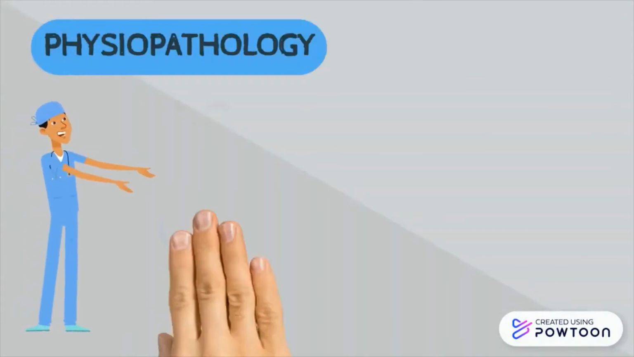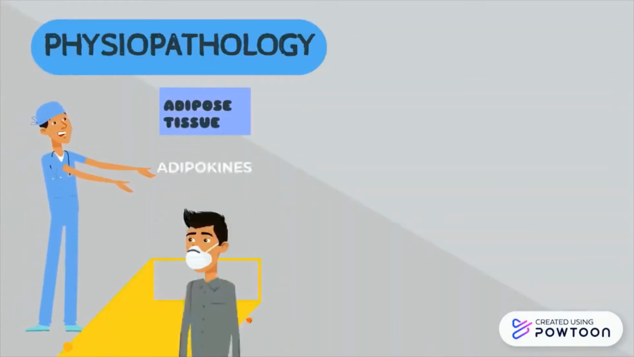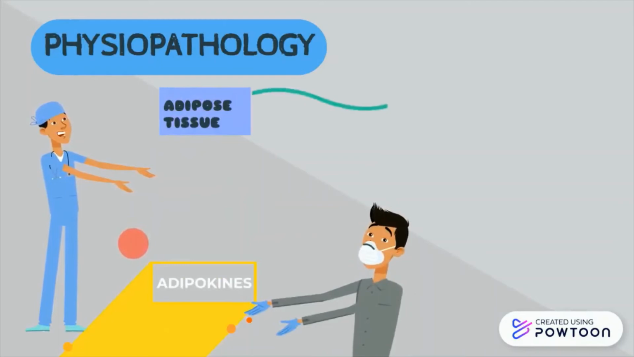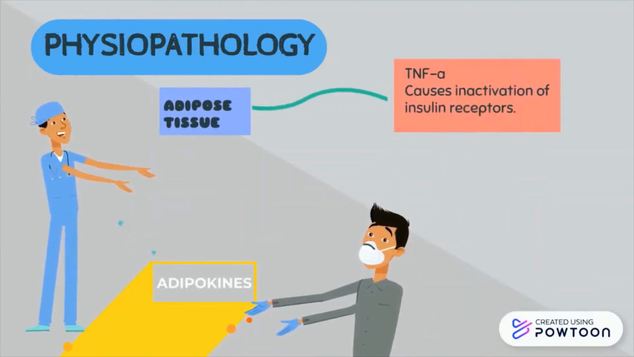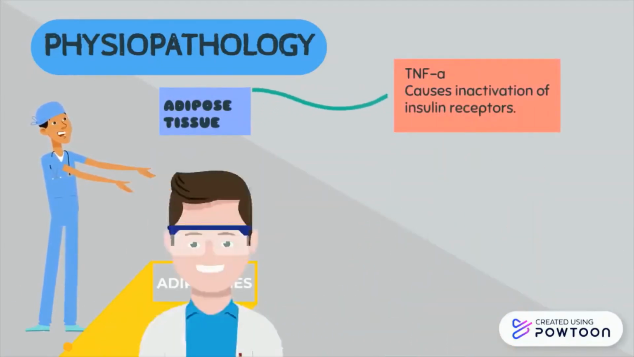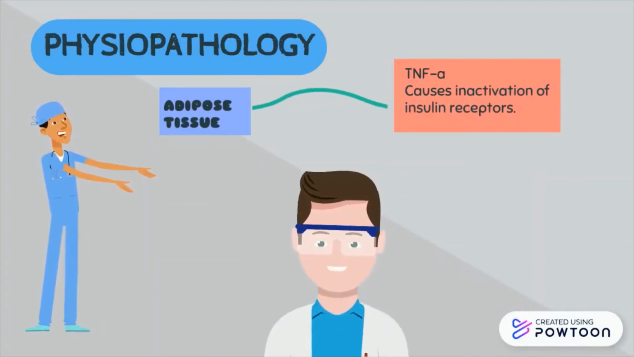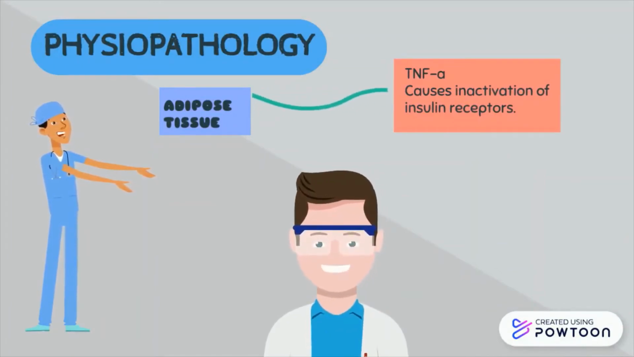Now, adipose tissue with adipokines such as tumor necrosis factor alpha cause phosphorylation and inactivation of insulin receptors in the adipose tissue as well as in smooth muscle cells. This induction of lipolysis increases free fatty acid load.